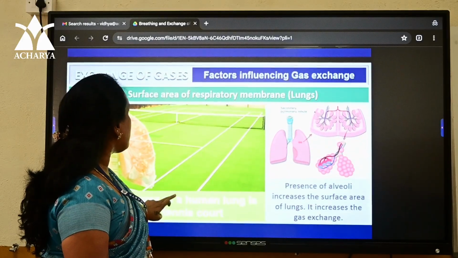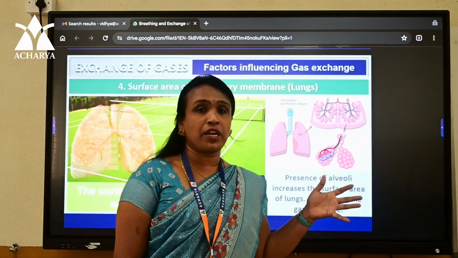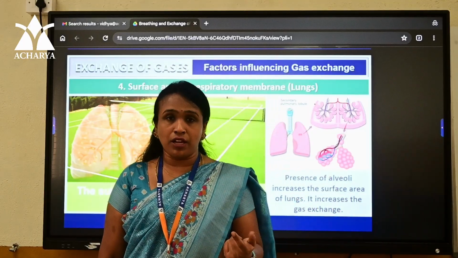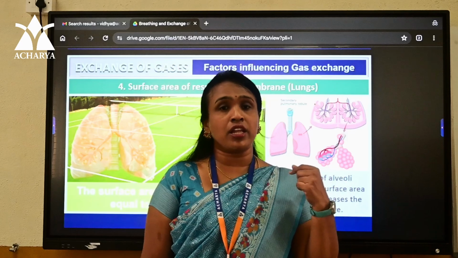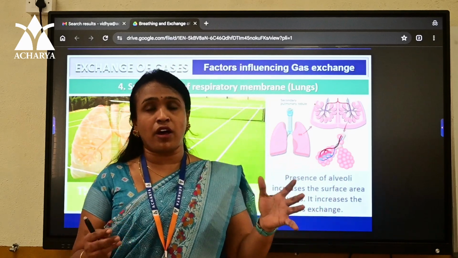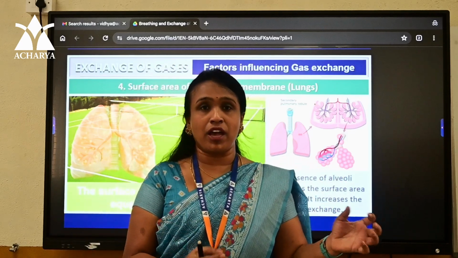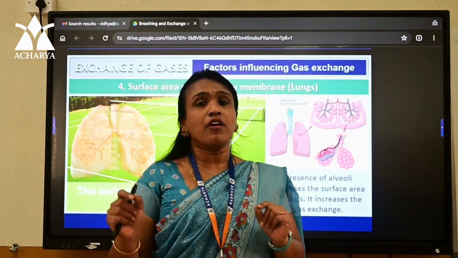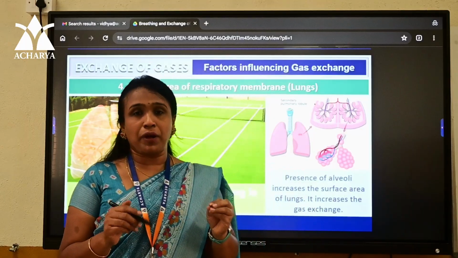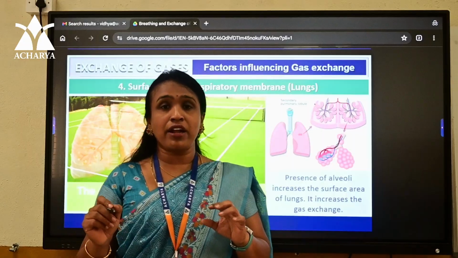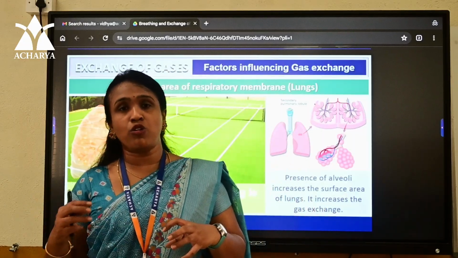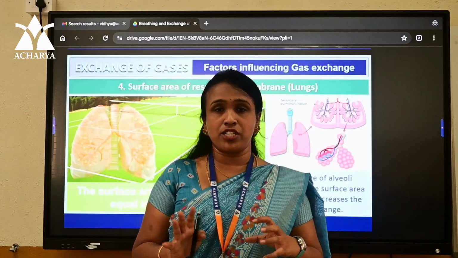Then next, coming to the surface area of the respiratory lungs. As I mentioned, there are millions of alveoli in each lung. Each alveolus has its own, just like we have our own personal things. In the same way, each alveolus will have its own pulmonary arteriole and venule. The arteriole will bring the deoxygenated blood and the venule will take away the oxygenated blood.